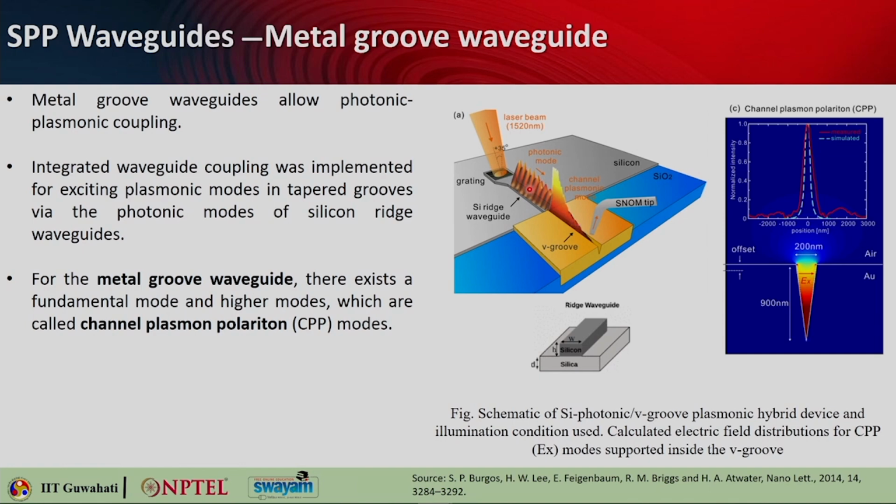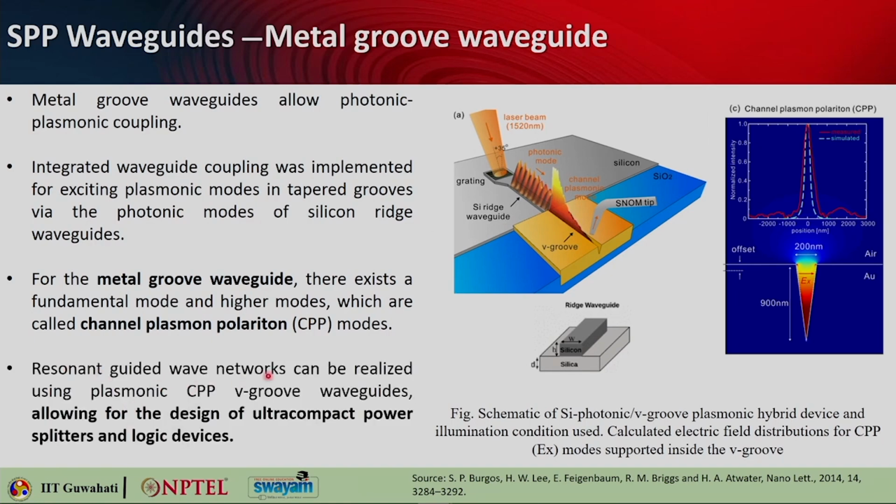plasmonic coupling. First you have this laser light falling on the grating, then you have the silicon ridge waveguide that carries the photonic modes. To couple to this photonic mode you also need a grating. So this is not converting directly to plasmons, but from here you are exciting channel plasmon modes. This is the coupling that happens between the photonic and plasmonic modes.